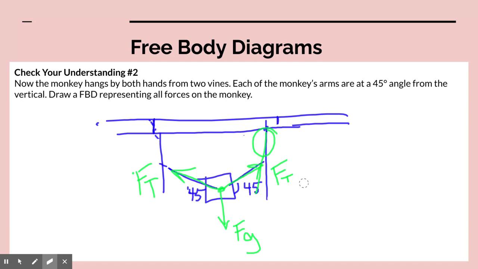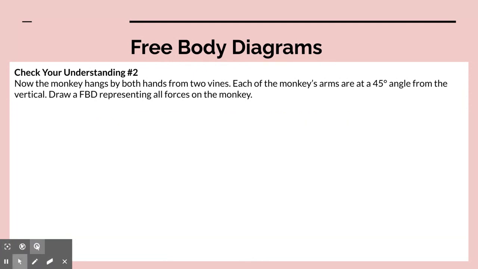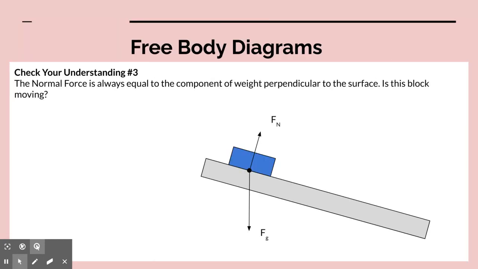So again, just focusing on the monkey, we're just going to say in this case the vines are perfectly vertical. They're perfectly vertical vines, and for the most part, this is what the free body diagram would look like with this monkey. Okay. So let's keep on trucking to number 3.